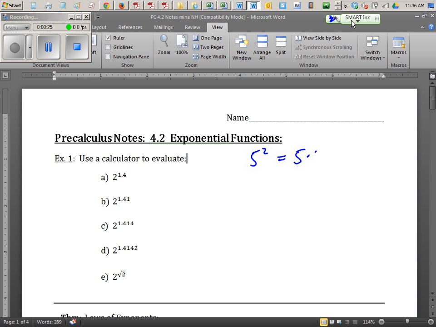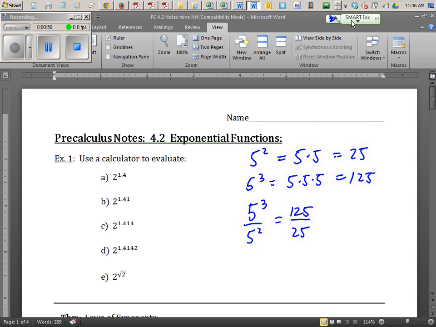5 squared means 5 times 5, right? Which in turn is 25. I even understand what 5 to the third means. It's just 5 times 5 times 5. 125. And I understand what 5 cubed over 5 squared means. Because it just means I'm going to do 3 powers of 5, and then 2 powers of 5, and then ultimately divide. I even know a trick where I could have done this a little faster by doing 5 to the 3 minus 2, which gives us 5, right?